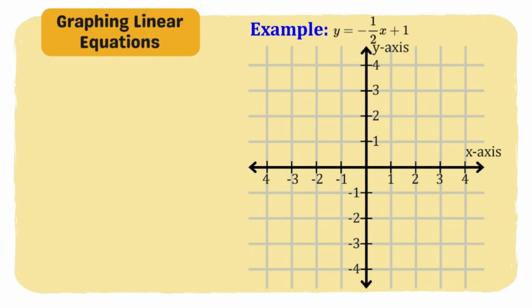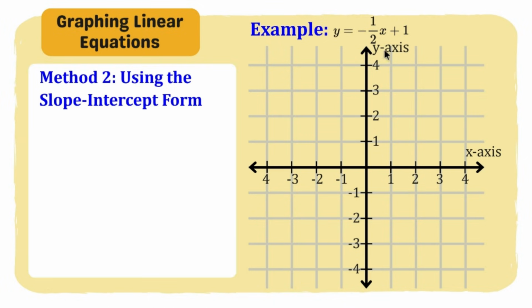Now let's have example number 2. We have here y is equal to negative 1/2 x plus 1. Ito naman po yung method number 2, which is using the slope-intercept form.